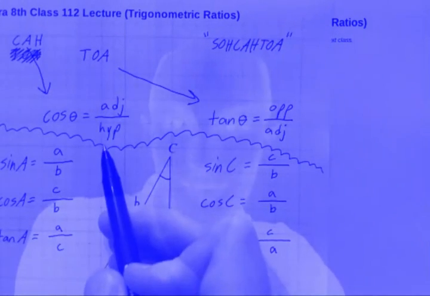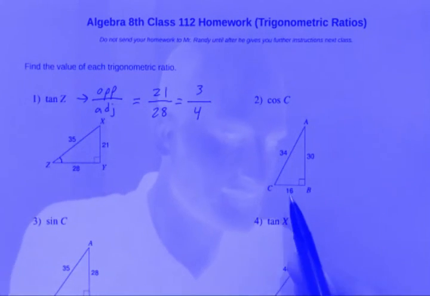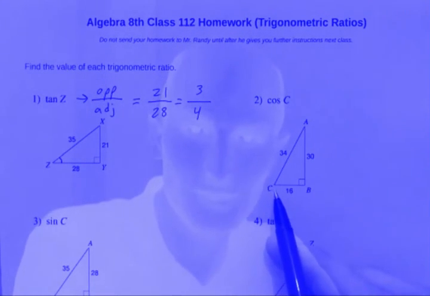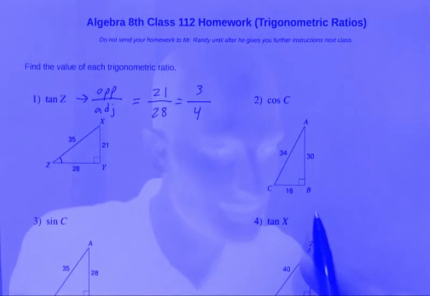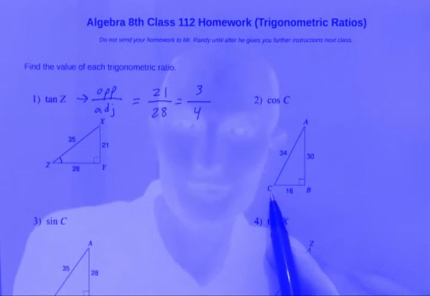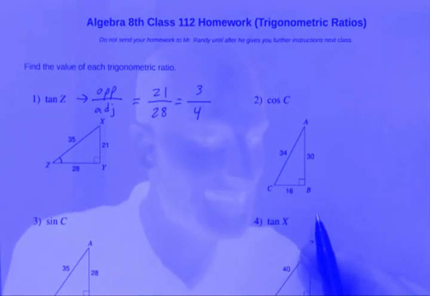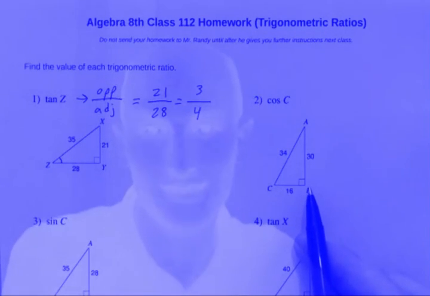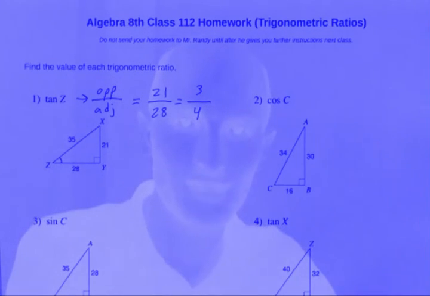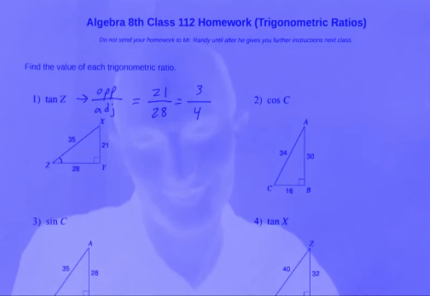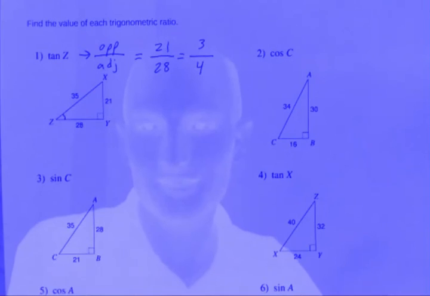Know that cosine is adjacent divided by hypotenuse. So if C is the reference angle, which side is adjacent to C? 16. Which side is the hypotenuse? It's the side that is opposite or not touching the right angle. Boom, 34. So cosine of C would be adjacent divided by hypotenuse. Okay. So everything else that you see here is doable now because you guys have already done basically problems like these in these notes here.